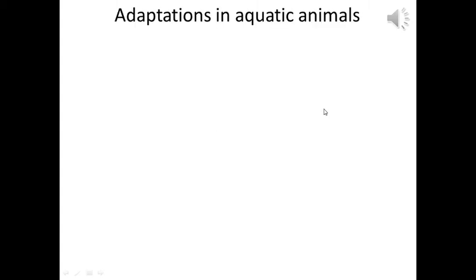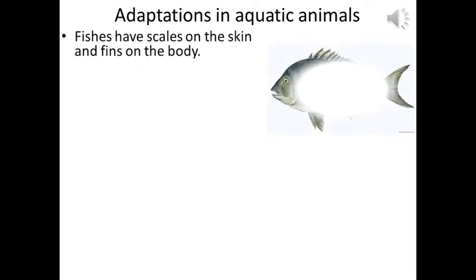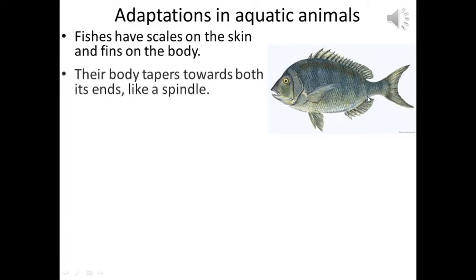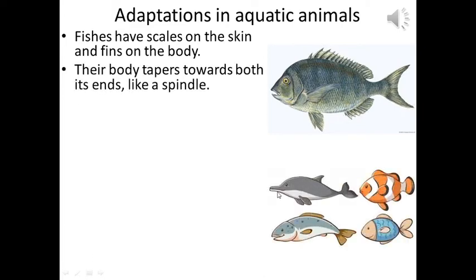To begin with the adaptations in aquatic animals, remember that as compared to terrestrial animals, the skin and body shape of aquatic animals appear to have undergone changes. Fishes have scales on the skin and fins on the body. The fins help the fish to navigate through the water. Their body tapers towards both its ends like a spindle. This shape helps them to swim easily along the water currents.